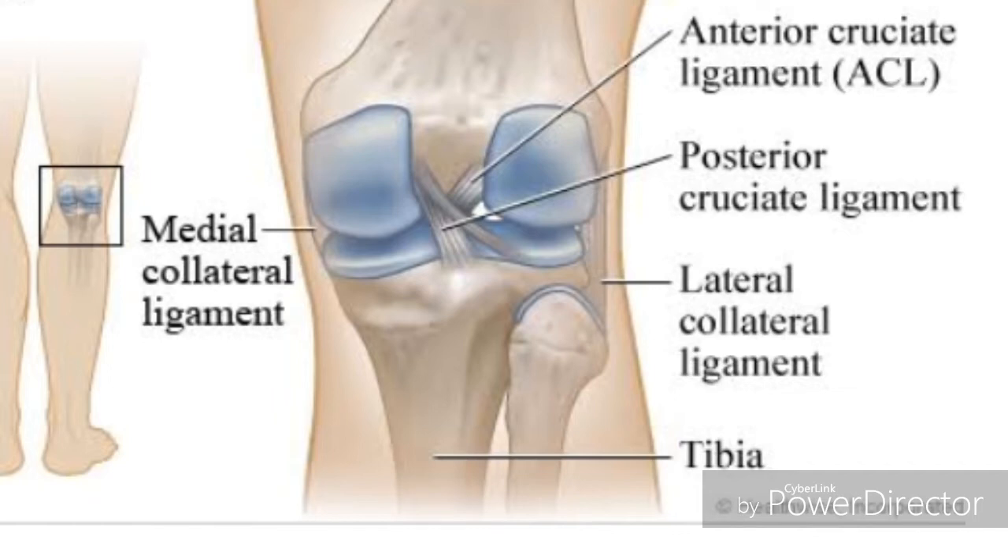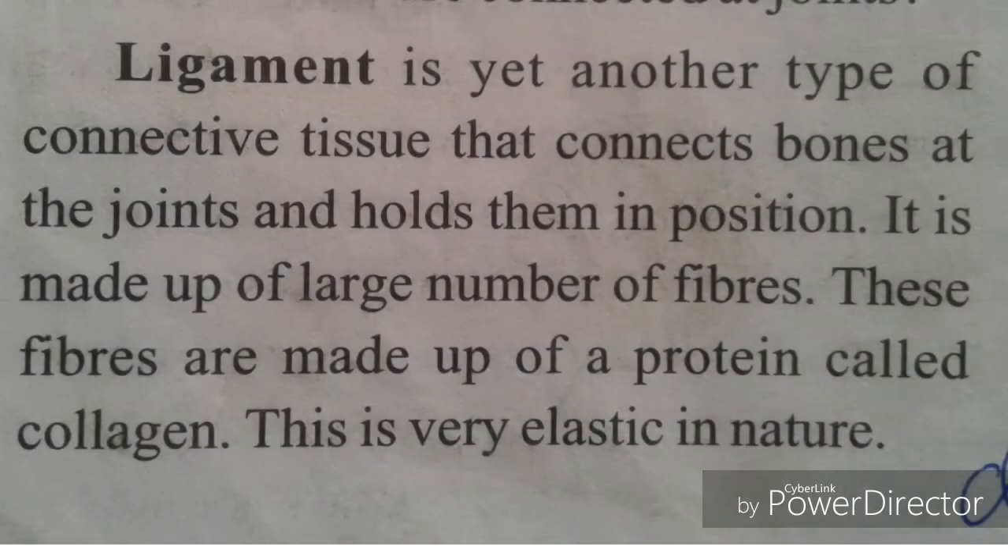Ligament is a type of connective tissue. Let us see what this ligament is. Ligament is a type of connective tissue that connects bones at the joints and holds them in position. It is made up of a large number of fibers. These fibers are made up of a protein called collagen. This is very elastic in nature.